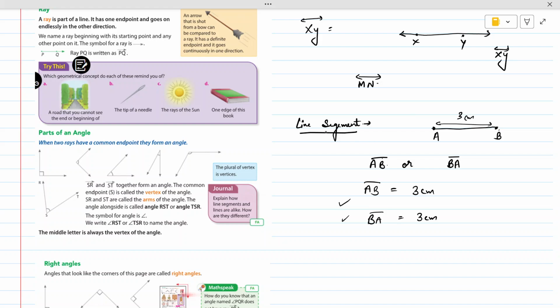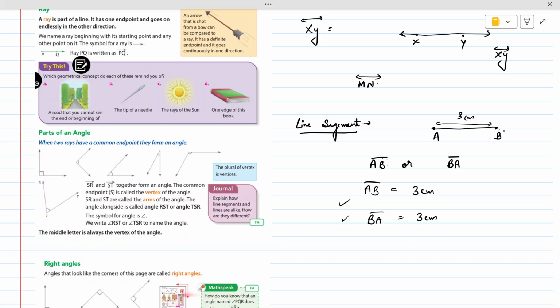And we denote a line segment with the name of the line, AB, the name of the line segment with a bar above. The first point tells us the starting point, the second tells us the end point. Okay, and it has a fixed length.